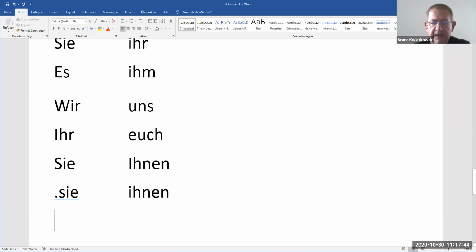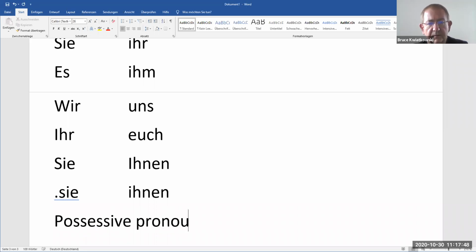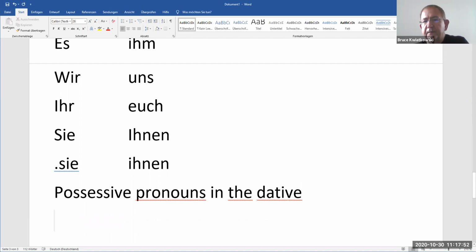Okay, now we're ready to look at possessive. Okay? And actually, let me tell you this, that they're going to follow the pattern for indefinite articles, okay? Because possessive adjectives, or possessive pronouns, are considered ein words, okay? So let's see how this works for the possessives.